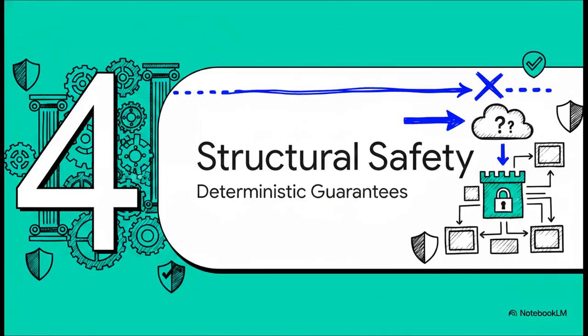Okay, on to our final defensive layer. And this one is about a fundamental shift in philosophy. We're going to take security out of the prompt, where we're just hoping the model does the right thing, and bake it directly into the architecture. We're moving from probabilistic hope to deterministic code-enforced guarantees.